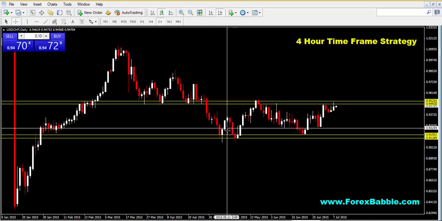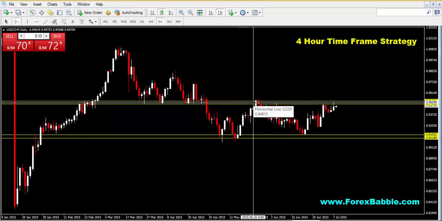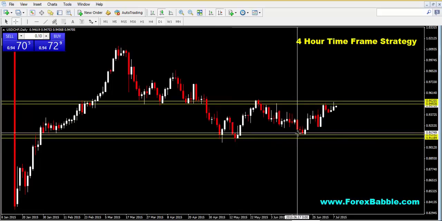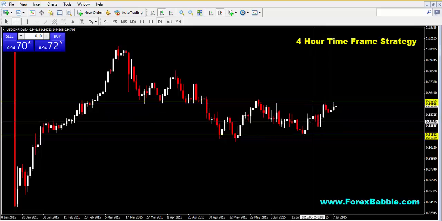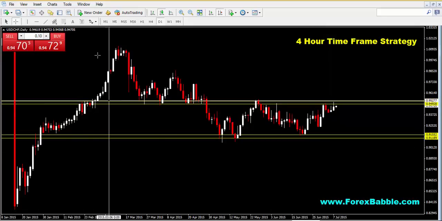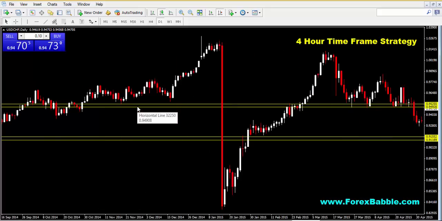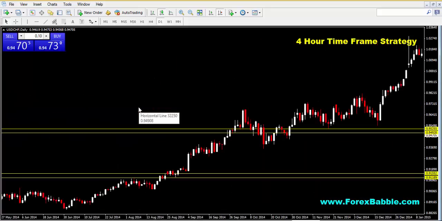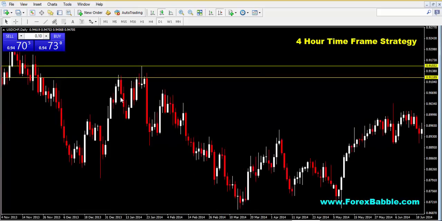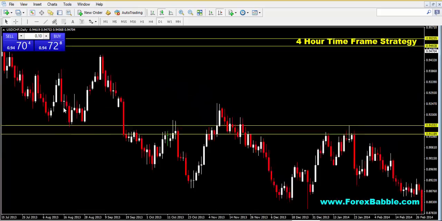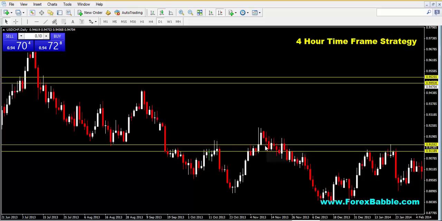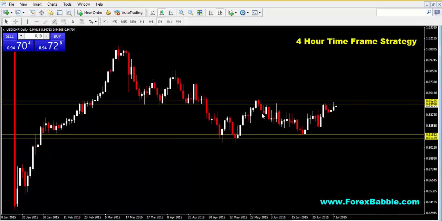And as you notice, it's been respecting that resistance and support zone over the last 3 months or so. Actually, beyond that, if I take this back even further, you'll notice that price came up to this and stalled. It went up to it, and it's been respecting it for some time. Just want to point this out. As you notice, it came up to it and bounced back down. So it's a very common area, and this is one of the pairs that I actually focus on.